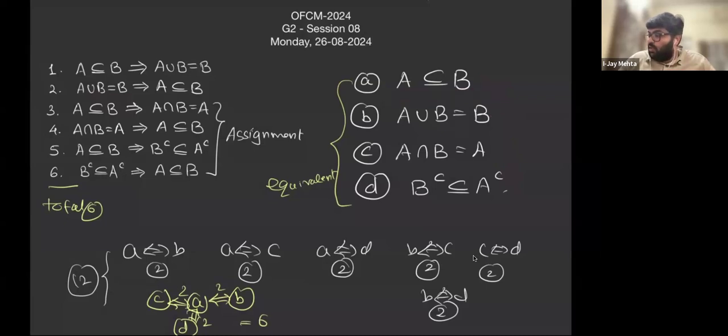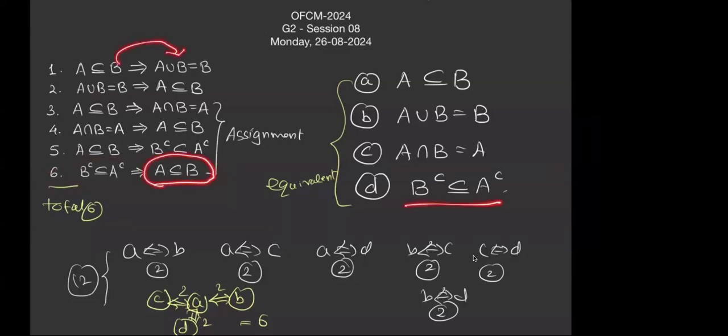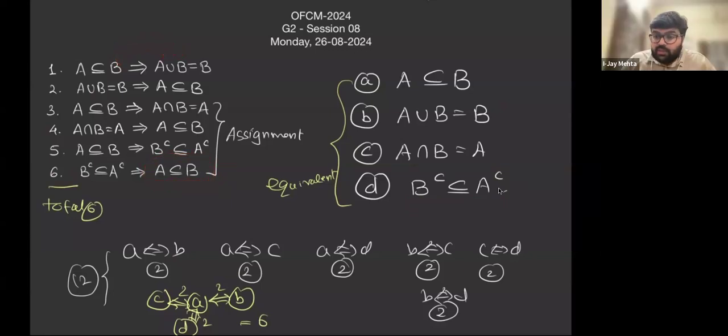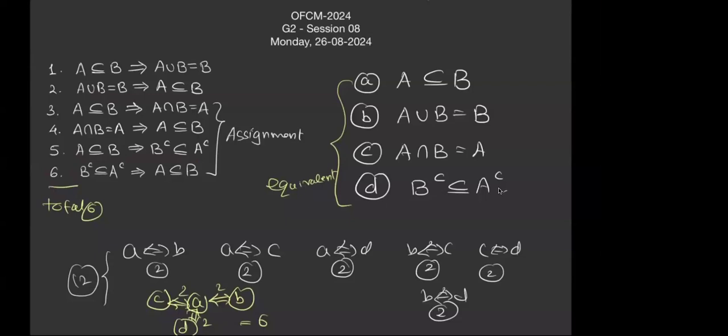So D implies A. Bhakti said that D implies A. I can make use of 6. If this is given, I can conclude that A is a subset of B, and then I can conclude that A union B equals B. So D implies A can be done like this.